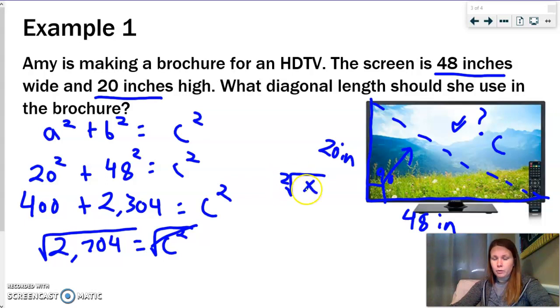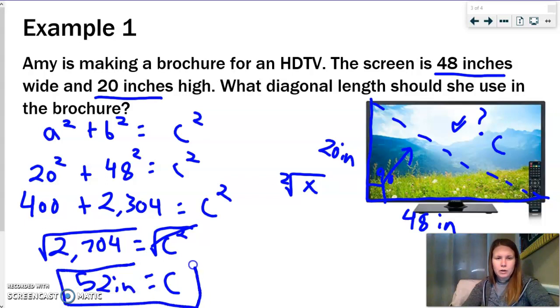That means it's square rooting it. So I'm going to click that one, and then I'm going to plug in that 2,704, which looks like I get a pretty even number. That's nice. So C equals 52. So in the brochure, she can say that the C value or the diagonal should be 52 inches.